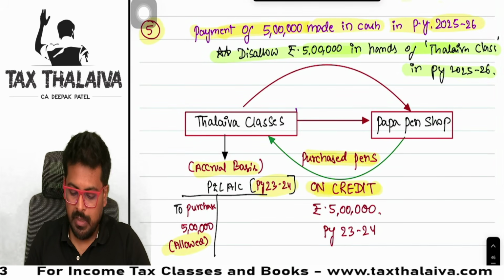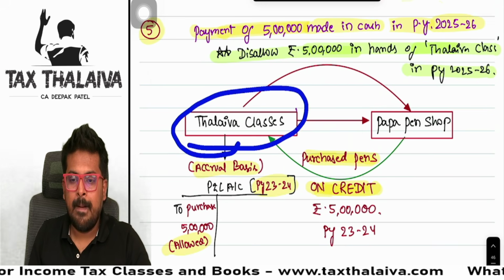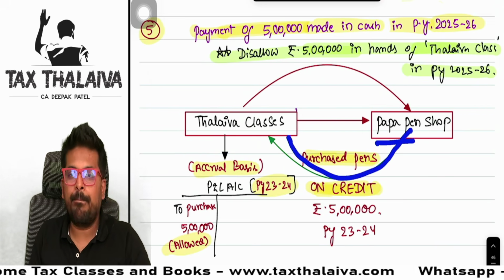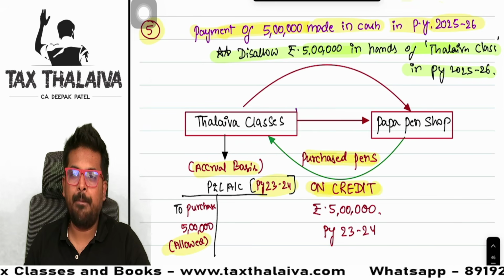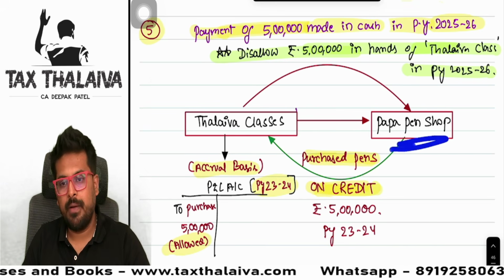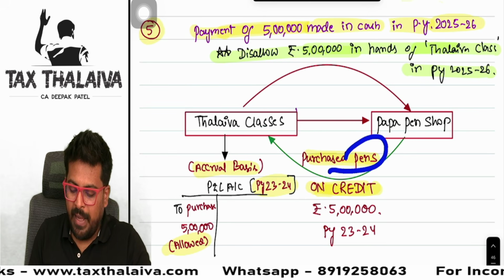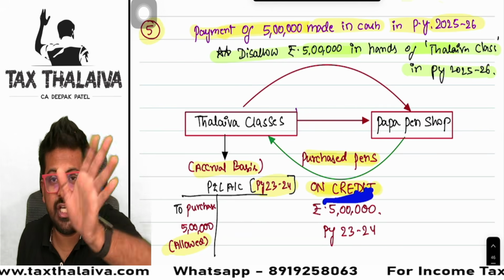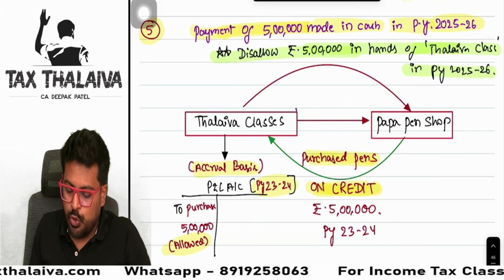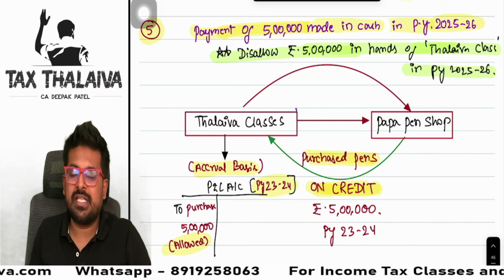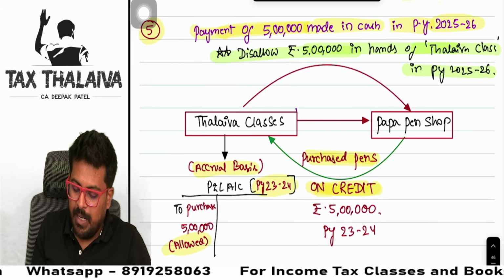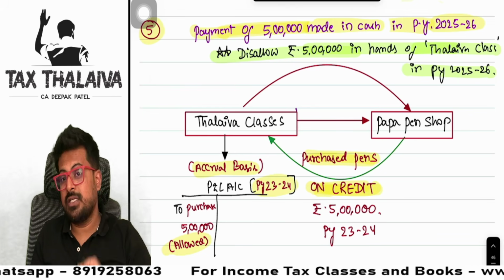One more example we will take. Let's say, for example, Thalaiva Classes purchased pens from Papa Pen Shops, a pen shop. Thalaiva Classes purchased pens on credit, means cash is not paid. On credit basis, you purchased 5 lakhs worth of pens to distribute to the students, in previous year 23-24.